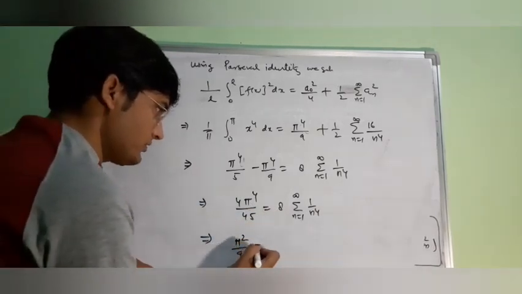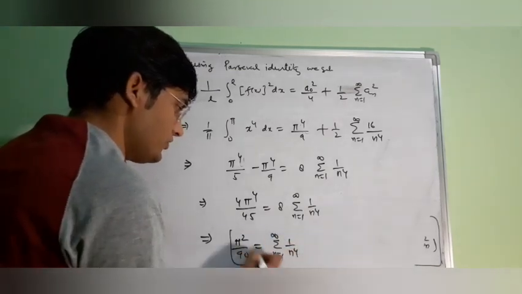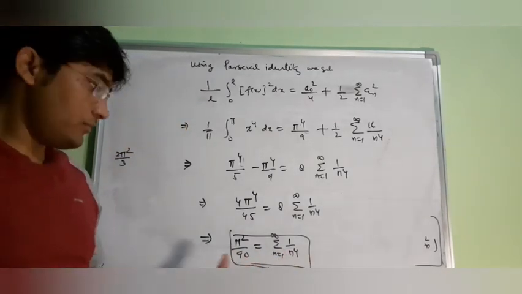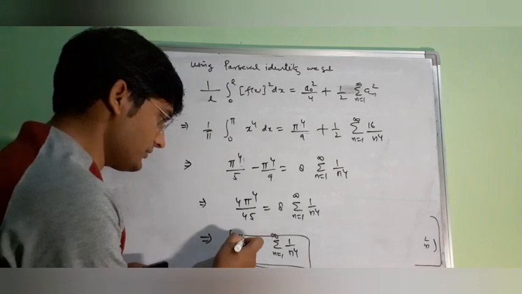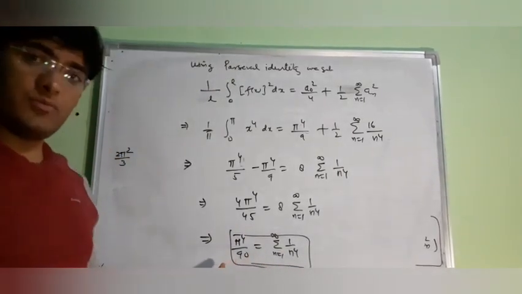So summation n equal to 1 to infinity 1 upon n power 4 will be pi power 4 upon 90. So this is your answer, and we have to prove that this summation is equal to pi power 4 upon 90.